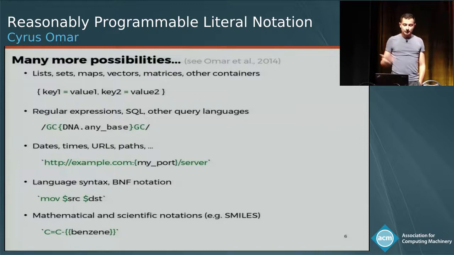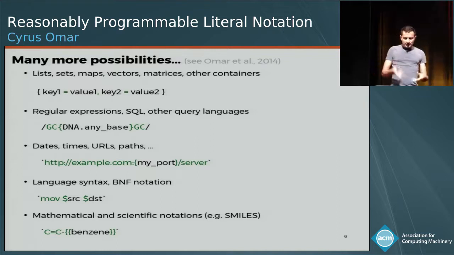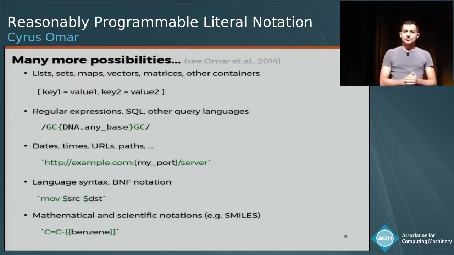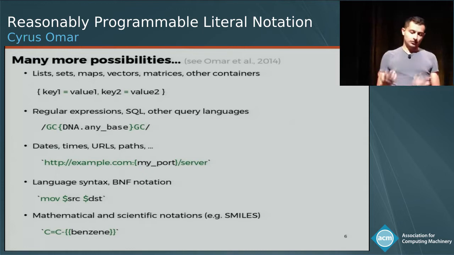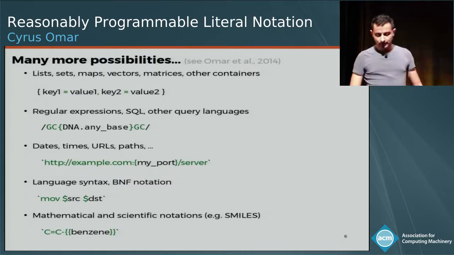There are many more possibilities out there of data structures that might benefit from literal notation. For example, things other than lists, containers like dictionaries, things like regexes and SQL. Little data structures like dates and times and URLs and paths. We did a little study in a previous paper, where we looked at how strings are used in open source code, and it turns out a lot of strings are being used to actually encode this kind of data. It'd be better if we had composite representations of this data with notation, right?